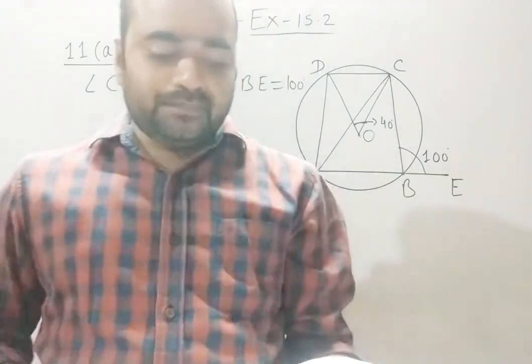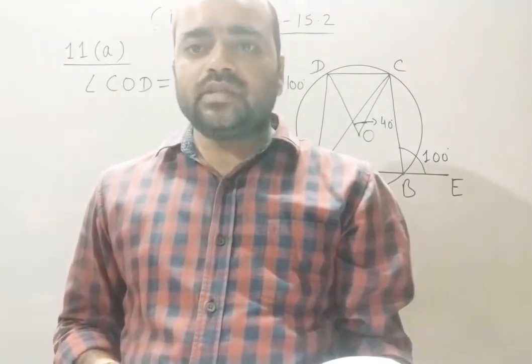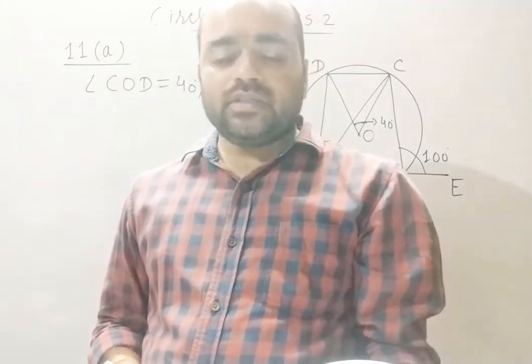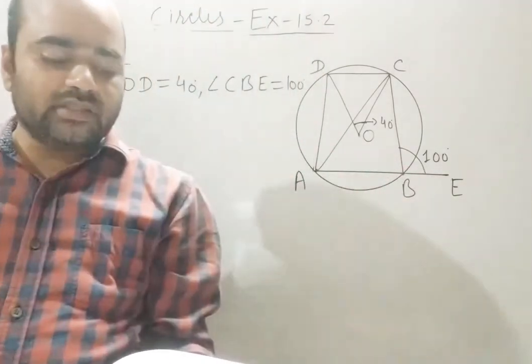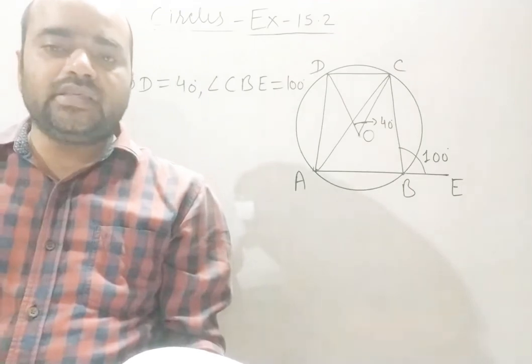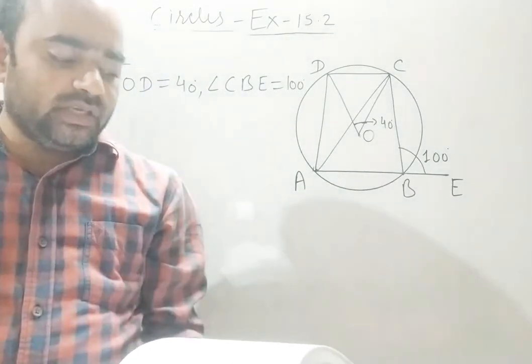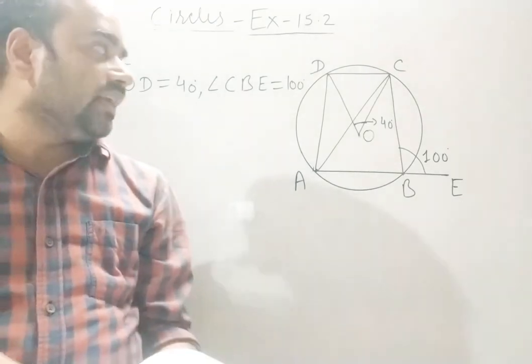Hello children, we have discussed up to question number 10 in the previous lecture. Today we are starting with 11, first part. What is given in the diagram? O is the center of the circle, angle COD is equal to 40 degrees and angle CBE is equal to 100 degrees. We have to find, first part, angle ADC.